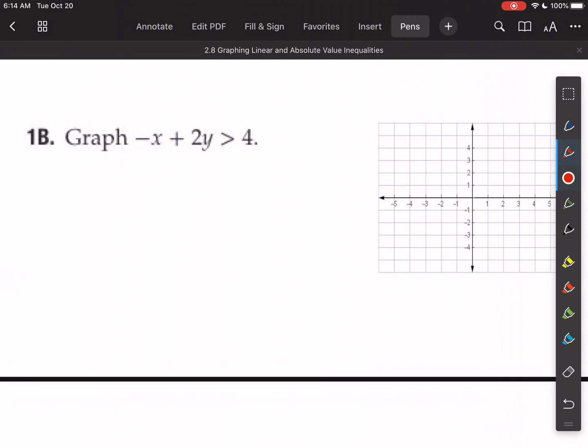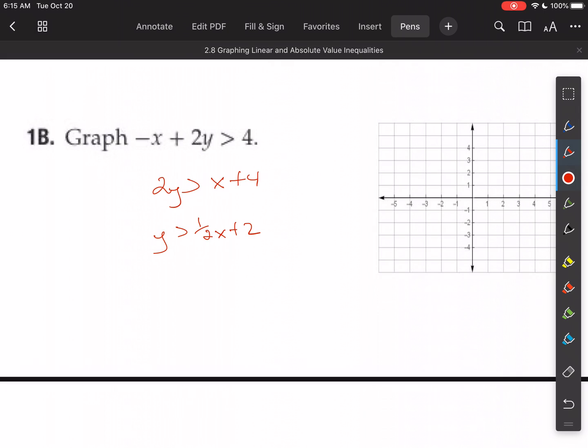So again, I'm going to have you solve for y here. So 2y is greater than, I'm going to add x to both sides, so this will be x plus 4. And then we're going to divide everything by 2. So y is greater than x over 2, which I'm going to change a little bit, if you don't mind. It's the same thing as 1/2 x. And then 4 divided by 2 is just 2.